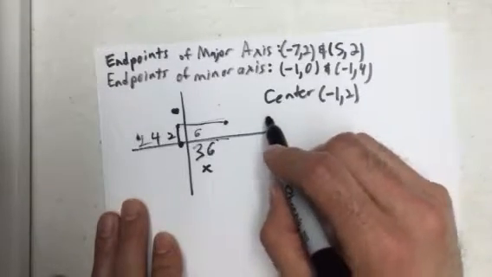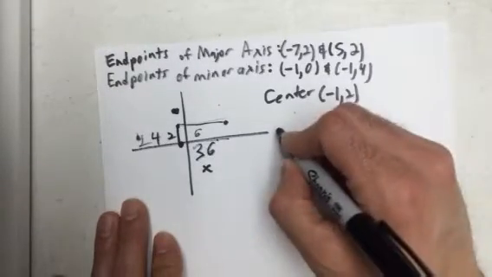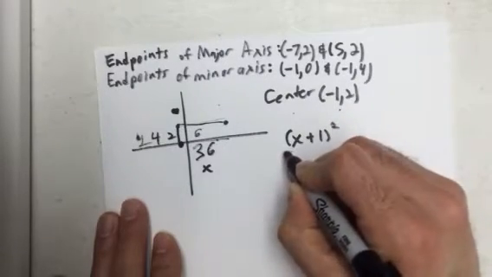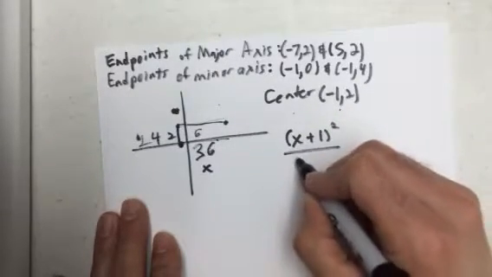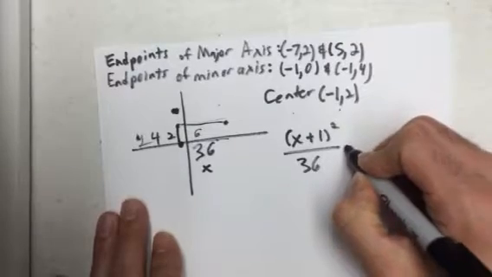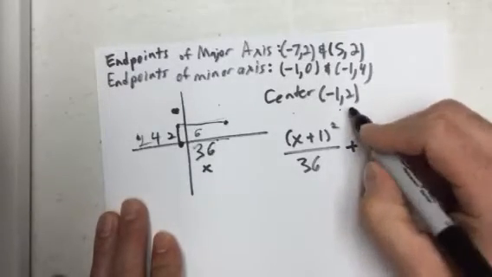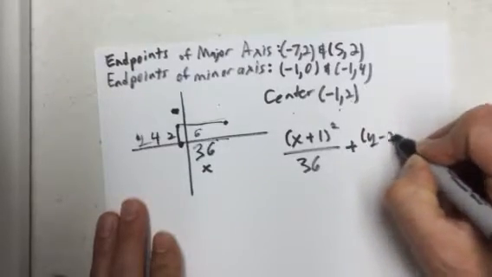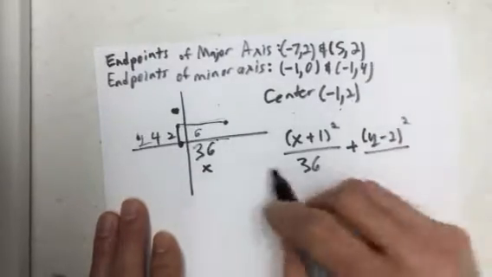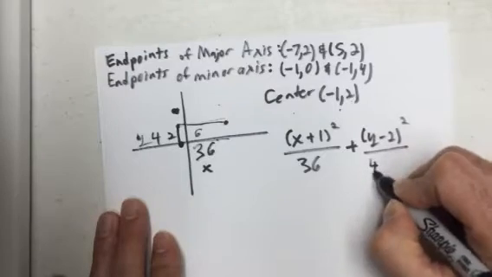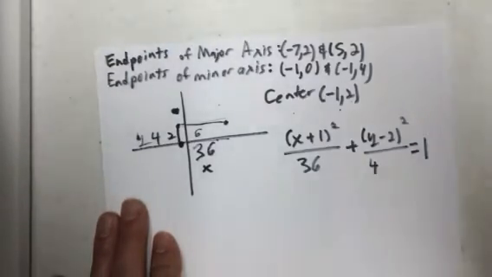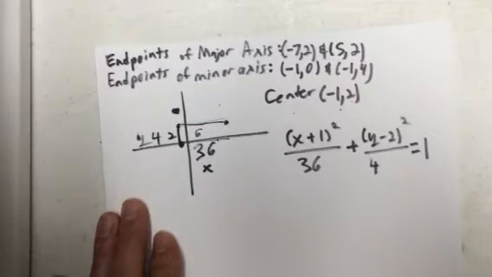So we are going to have (x plus 1) squared over 36, since the x squared number was a 36. It's an ellipse, so it's a plus between. The y is going to be (y minus 2) squared. Underneath the y was going to be 4, and it always is equal to 1. So that is the equation of this ellipse. We didn't need to know anything about focus or foci for this problem.